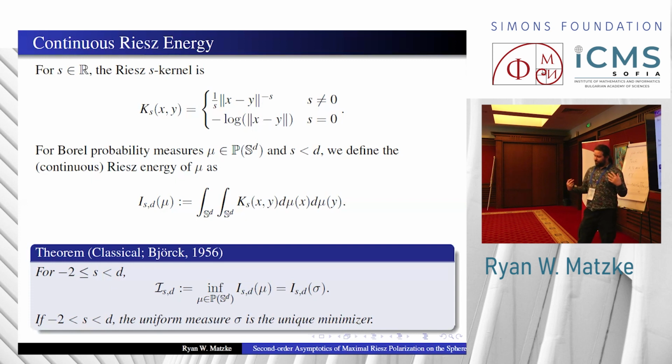With such kernels, the first interesting question would be what kind of measures minimize said energies. From classical potential theory, or from a result by Bjork in the 1950s, we know that if s is greater than or equal to -2, the uniform measure on the sphere minimizes the Riesz energy, and in particular, if s is greater than -2, it is the unique minimizer. Of course, you cut off at s being equal to d, because at that point every integral would just give you infinite energy, so it's not an interesting question to try to minimize the energy.